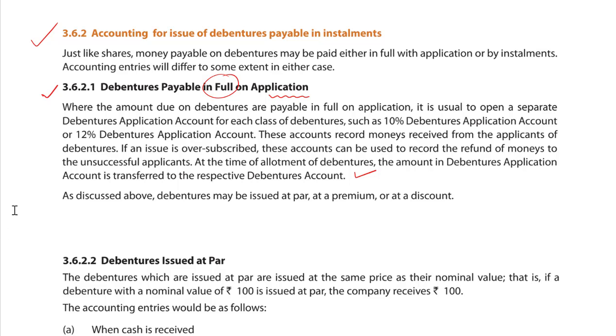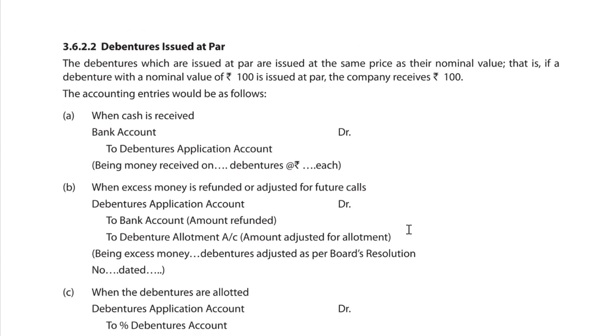As discussed above, debentures may be issued at par, premium, or discount. Debentures issued at par. The debentures which are issued at par are issued at the same price as the nominal value. That is, if a debenture with a nominal value of rupee 100 is issued at par, the company receives rupee 100. The accounting entries would be as follows.